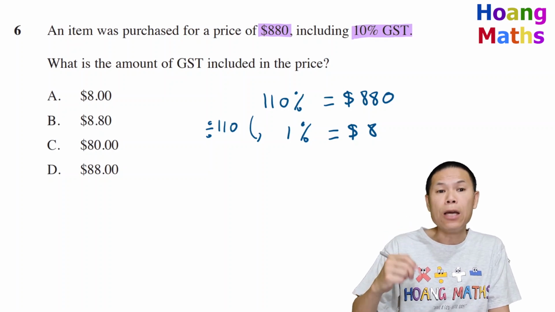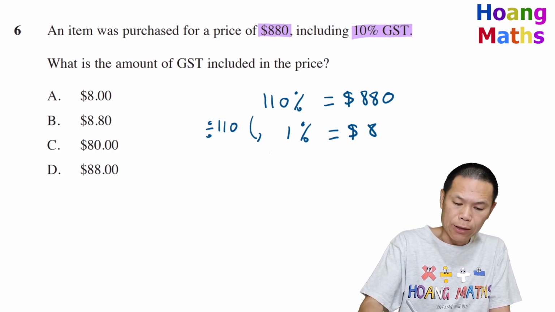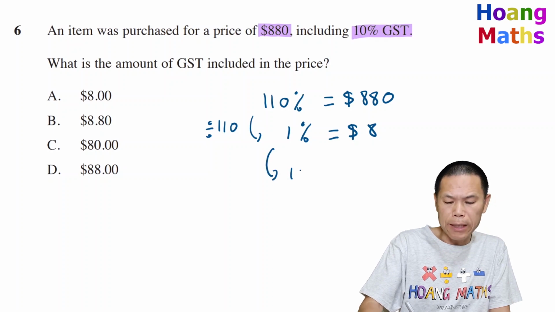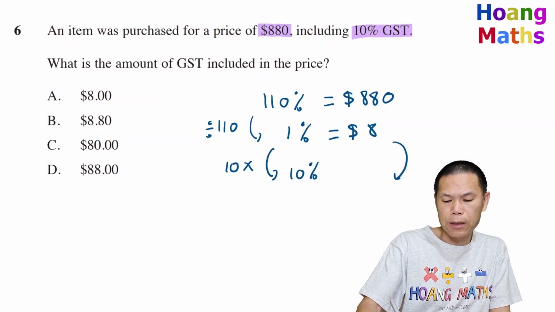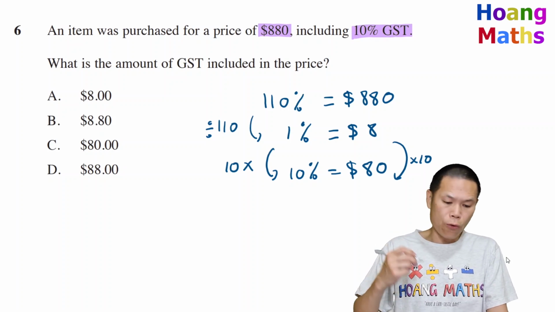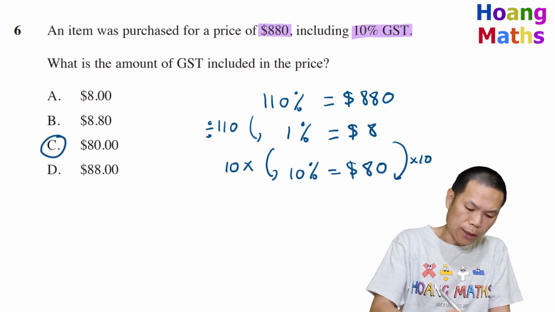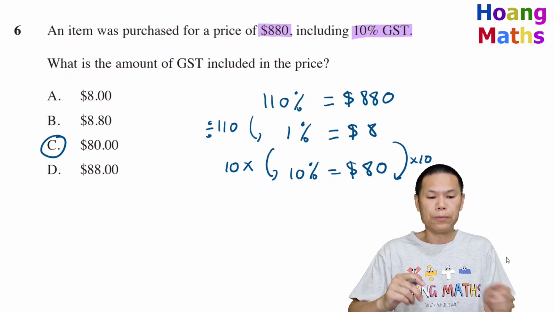For GST, we need to pay 10%. So from here to here, we just times by 10. And this is times 10. So 8 times 10 is 80. So 80, and therefore the answer should be C. So there you go.